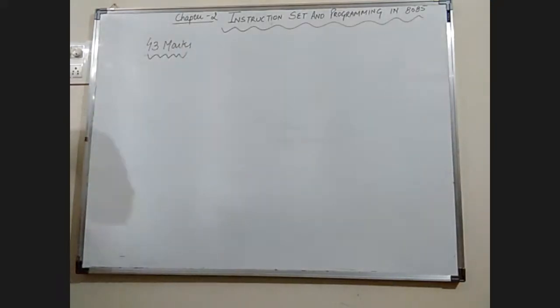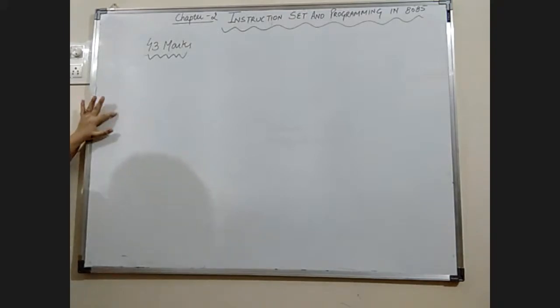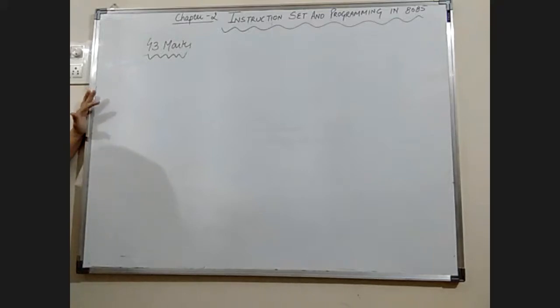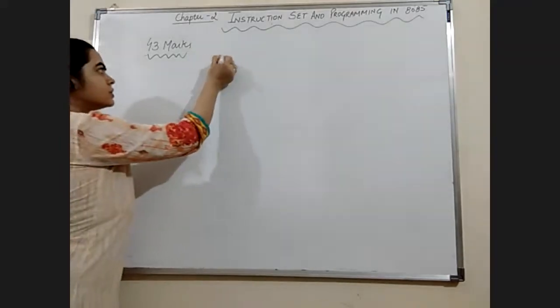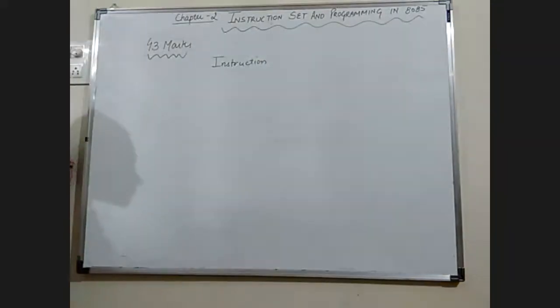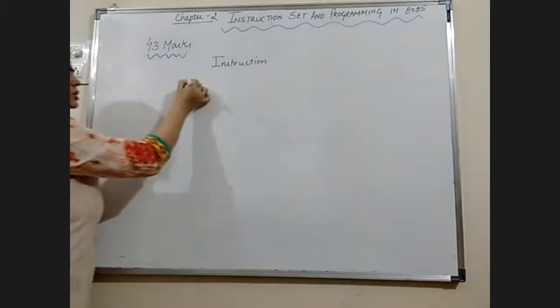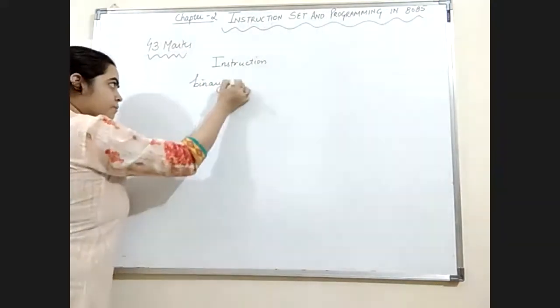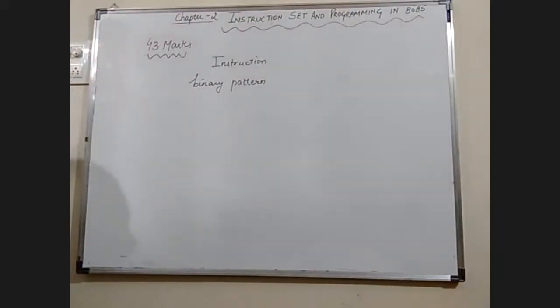There are a number of instructions that we will study in this chapter, and you have to get a clear idea how we can apply these instructions in the program. So we can start with the first topic of this chapter, that is what is an instruction. Instruction is a bit pattern to perform a specific operation by a microprocessor.